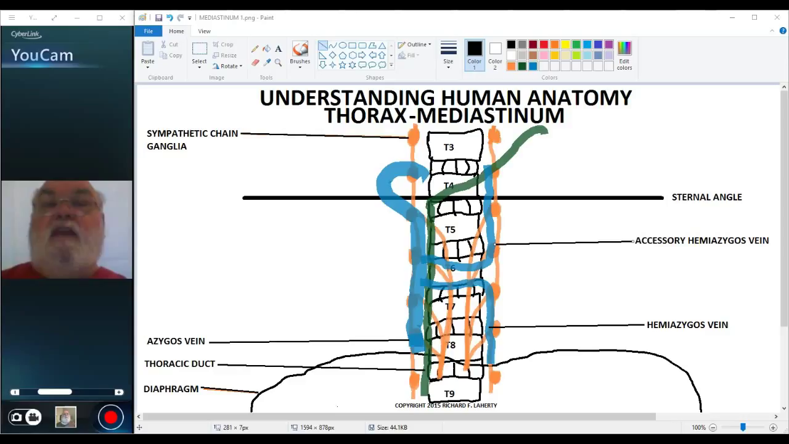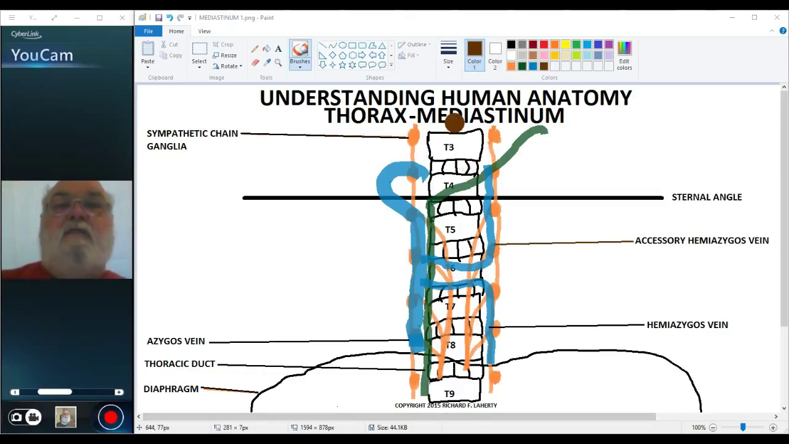The azygos vein then drains into the superior vena cava after arching from the posterior to the anterior, and it enters the superior vena cava at about the level of T4.